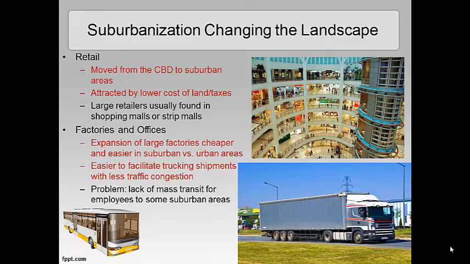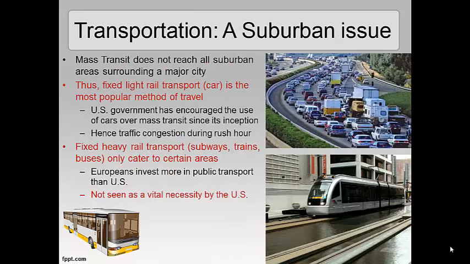If you want to expand a large factory, it's much cheaper and easier in a suburban area than in an urban area. Also, it's easier to facilitate trucking shipments when they're coming into suburban areas with less traffic congestion. Now, the problem is to fill the employees of, let's say, an office or a factory, suburban areas lack mass transit, so it's very hard for some individuals to get to suburban areas if you don't already live there. Now, let's get to that issue with getting to suburban areas.